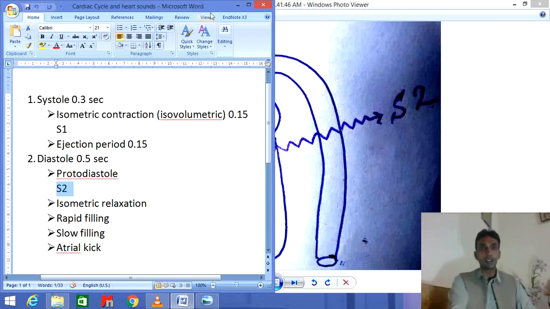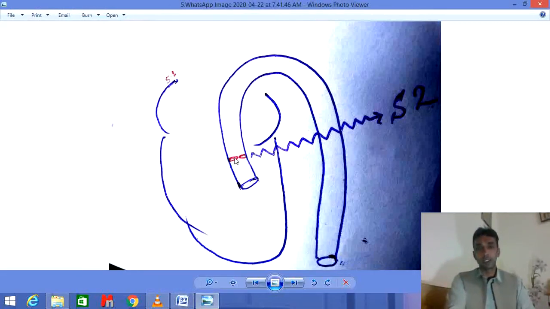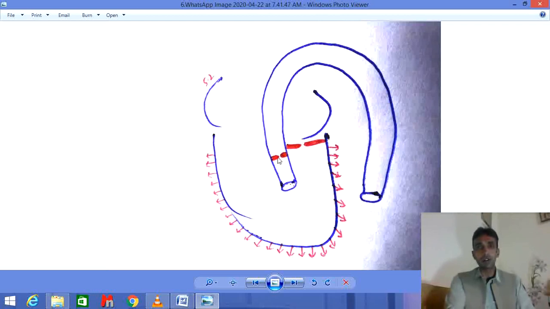Now coming toward the isometric relaxation. When this valve becomes closed, this valve is already closed, and this valve becomes closed after the S2 sound. So now this ventricle will automatically, without the expenditure of energy, once again relax. The relaxation of the ventricle is to go to its original shape, because this ventricle was contracted by the forceful contraction.